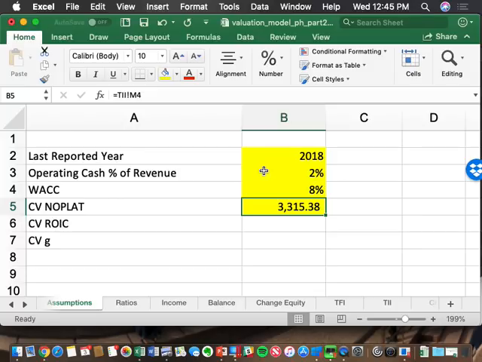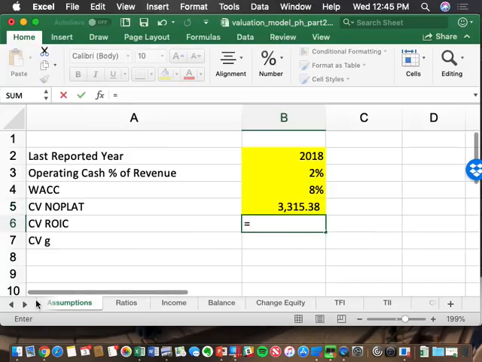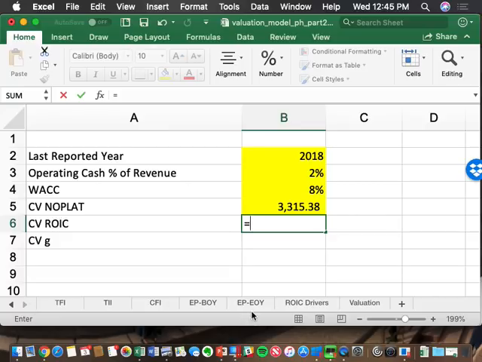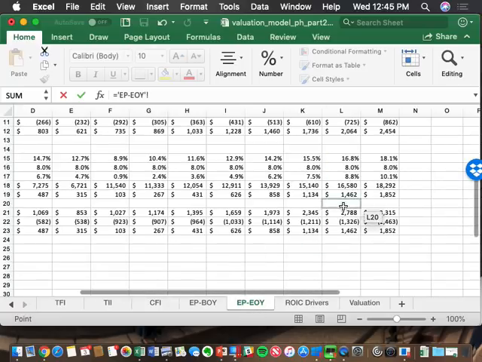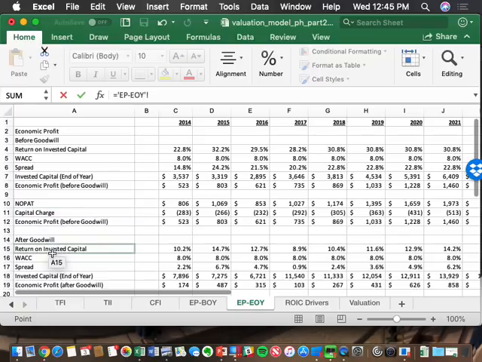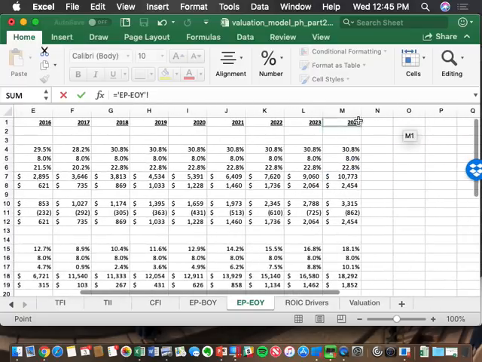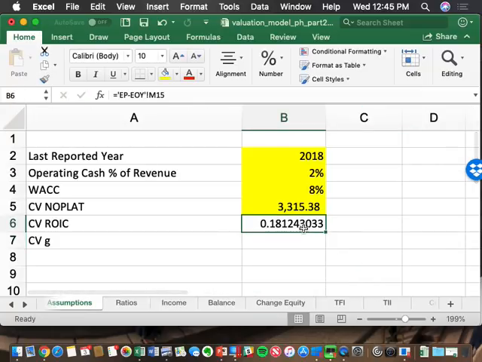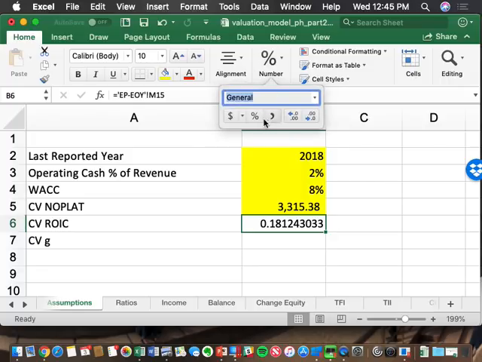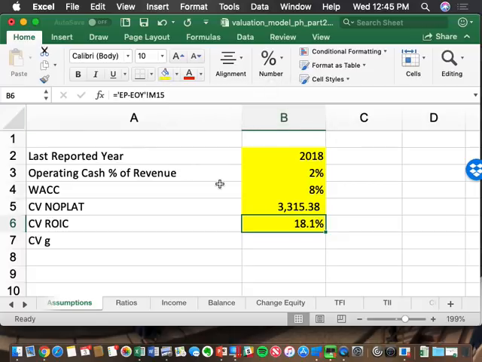Same thing with ROIC. We need a long-term ROIC that represents the future of the business. So again, for our continuing value ROIC equals, off of the end of year ROIC, I want to use ROIC, which is row 15, because we do it after goodwill, and the continuing value is 2024, so M15, or about 18.1%, is our continuing value ROIC. I'll make that percent to 1 decimal place, and again, yellow, because that's something I could potentially overwrite, but at least that's our continuing value ROIC.